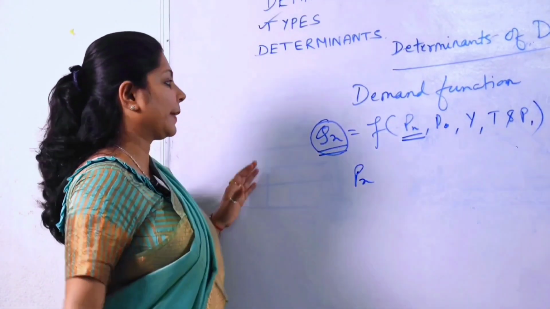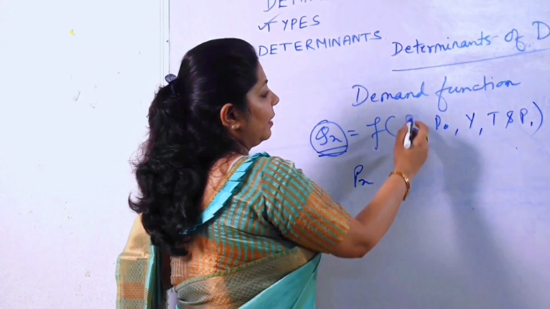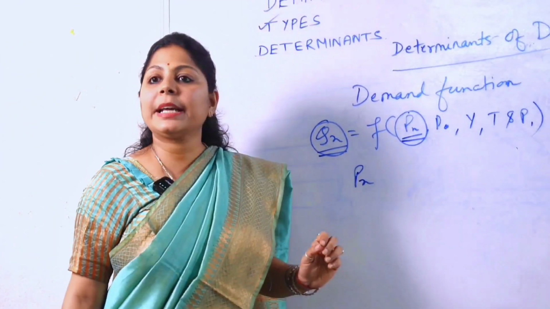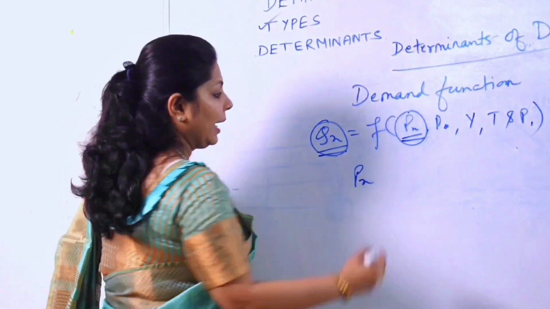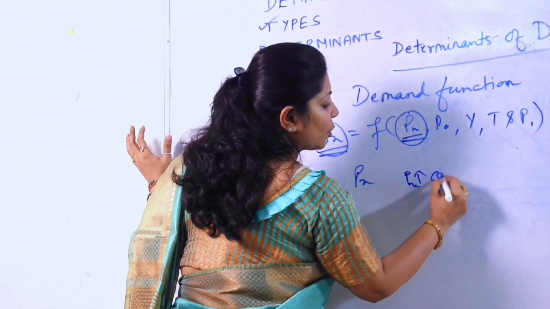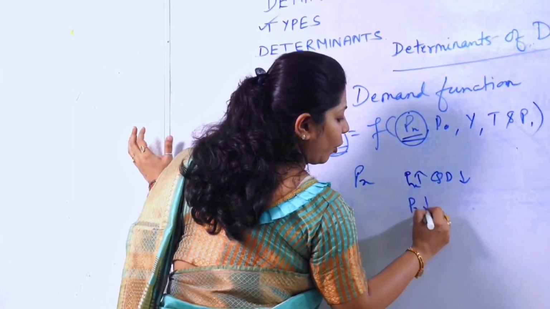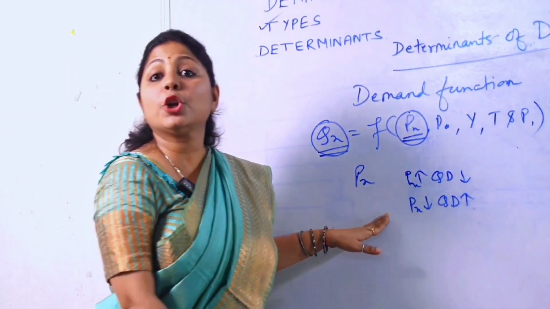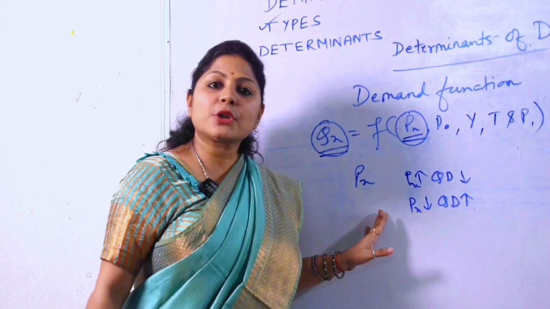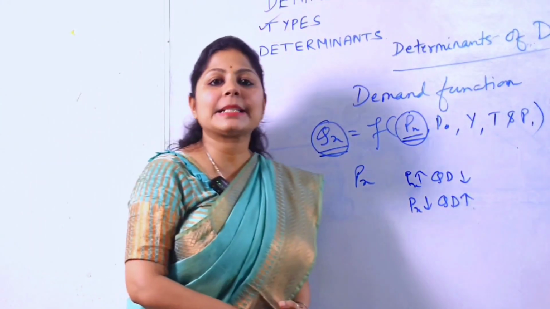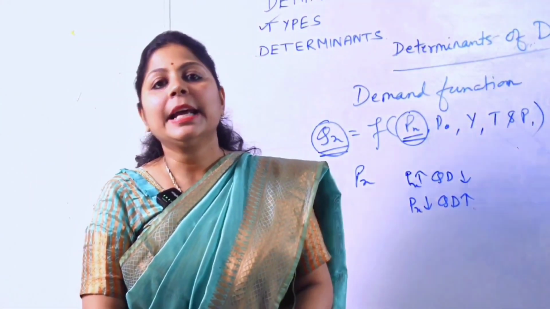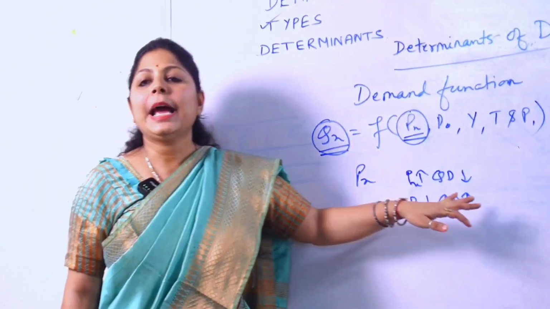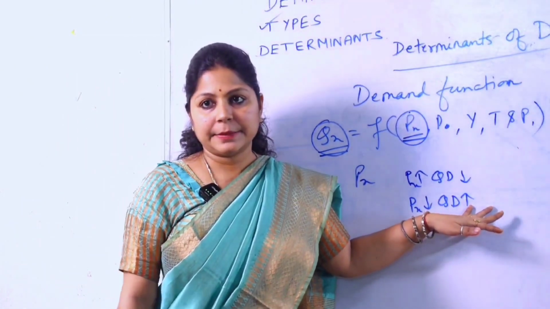Clear? So the first one is the price of the commodity. Price of the commodity has an inverse relationship. When the price of the commodity increases, quantity demanded falls, and when the price of the commodity falls, quantity demanded rises. The same is applicable in the law of demand. You know what the law of demand is? Law of demand states that, other things remaining constant, there is an inverse or opposite relationship between the price of the commodity and its quantity demanded.